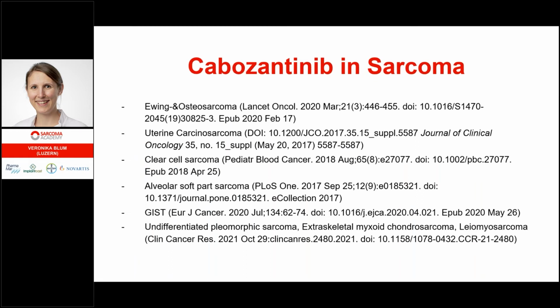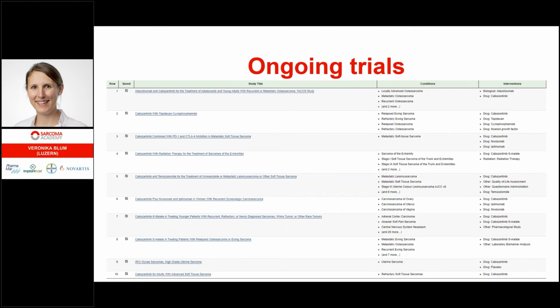There are some papers about the treatment with Cabozantinib in sarcomas. The paper mentioned Ewing and osteosarcomas, but there are also data that it is helpful for uterine carcinosarcomas, for clear cell sarcomas, for alveolar soft part sarcomas, GIST, and undifferentiated pleomorphic sarcomas. There are a lot of trials ongoing using Cabozantinib for treatment of sarcomas. At least 10 are ongoing and results are awaited.